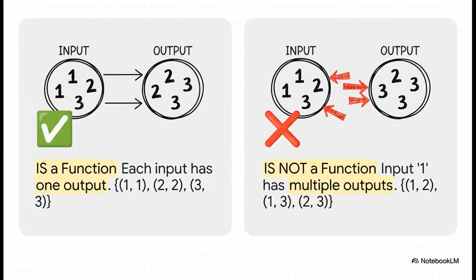Let's make this crystal clear. Look at the example on the left. Each input, 1, 2, and 3, has exactly one partner. It follows the rule. Perfect. Now look at the right. Uh-oh. The input 1 is trying to be paired with 2 different outputs, 2 and 3. That breaks the golden rule. It's still a perfectly fine relation, for sure, but it is not a function.